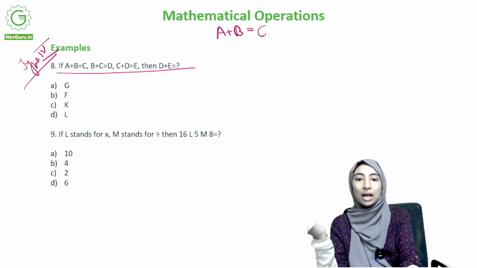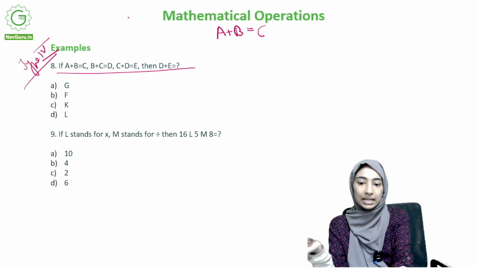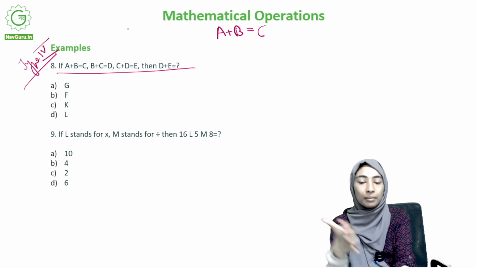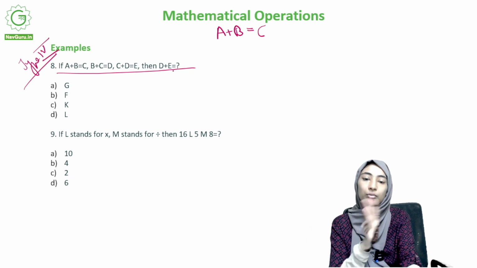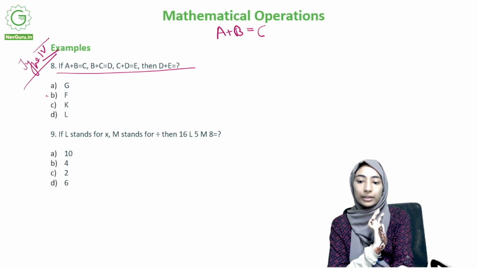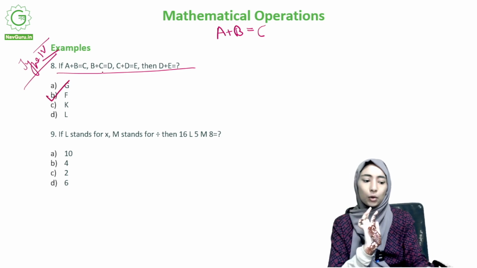And even otherwise, if you look at these A, B, C, right? So C comes after A and B. As simple as that. B, C, D, again, D comes after B and C. C, D, E, E comes after this. D, E. So what comes after this? F. So you know that F is the answer. Okay.